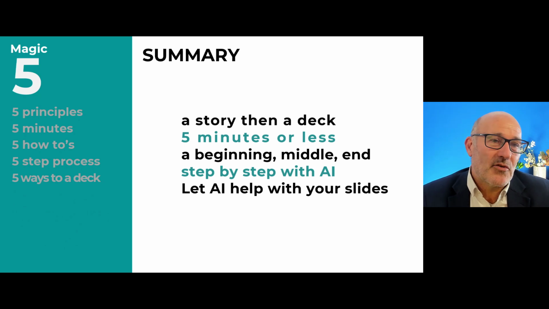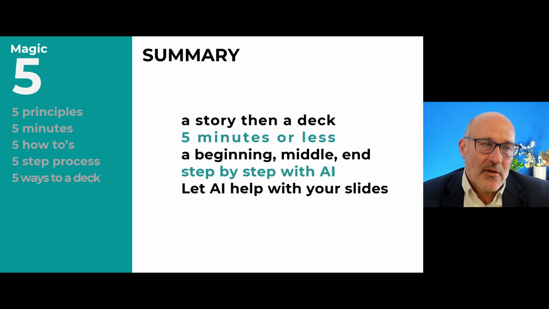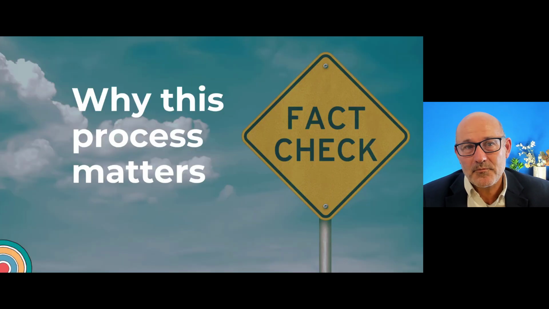So let me summarize everything we talked about today into 5 easy points. They'll fit on one hand. The 5 principles. First and foremost, get your story right before you write up a deck. Story counts. How you write that up is more important than the pitch deck you're making. 5 minutes or less. How-tos. It's summarized primarily into: tell a story with a beginning, middle, and an end. How do you do it? The best case I see is step by step with AI. And how do you make a deck? Let AI help you with your slides.